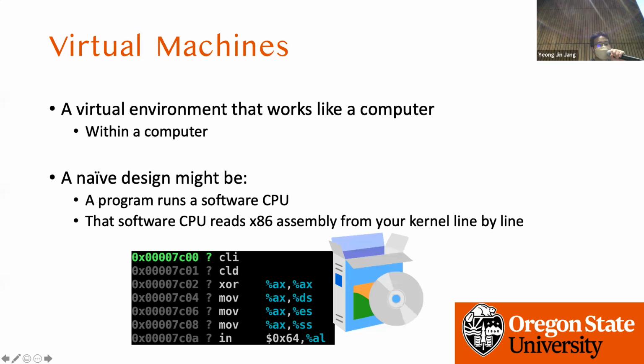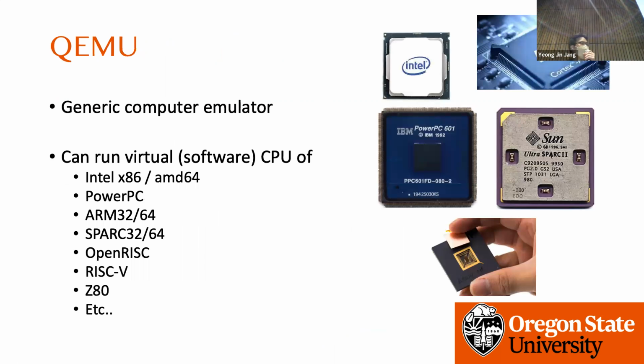To run these instructions, one way is to run them directly on the Intel CPU. Otherwise, because we know the semantics of each instruction, we can read one line, do what it does on the CPU, and mimic the entire thing in software. That's basically how the virtual machine works. And then we use QEMU.